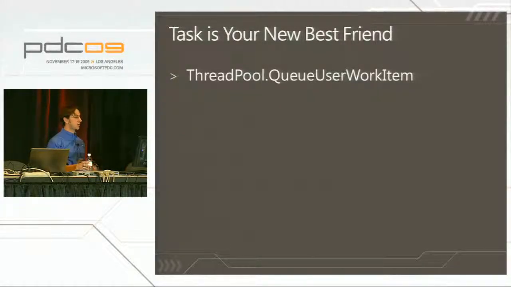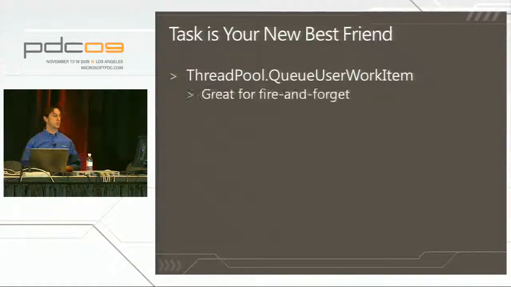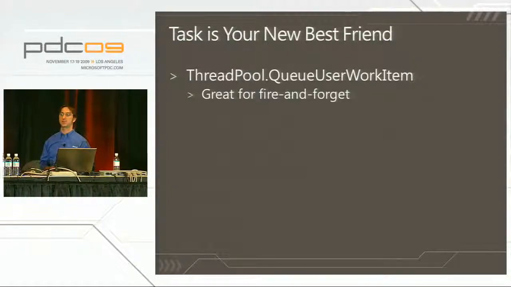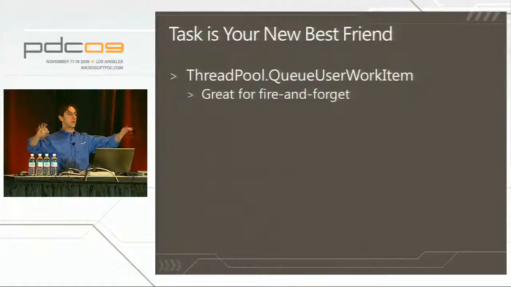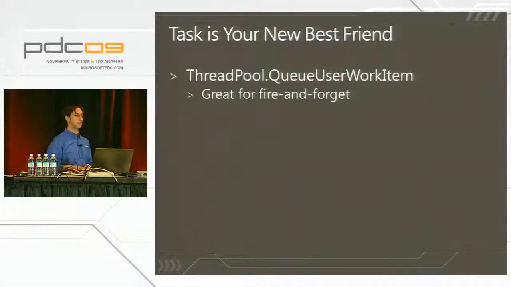So QueueUserWorkItem on the thread pool is really good for fire and forget operations. You take a delegate, you push it into the thread pool, it goes off into the void, and one of those threads in the background processes it.